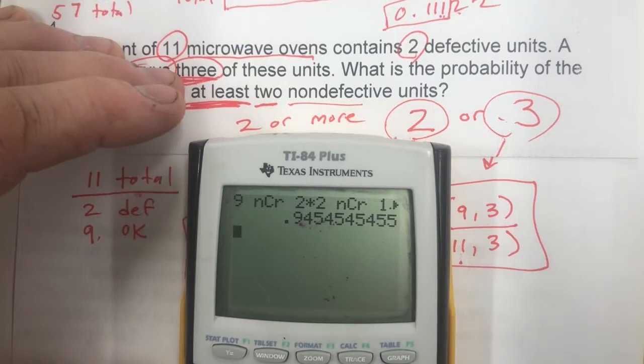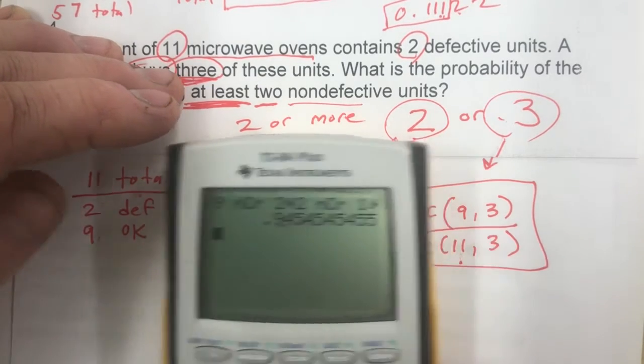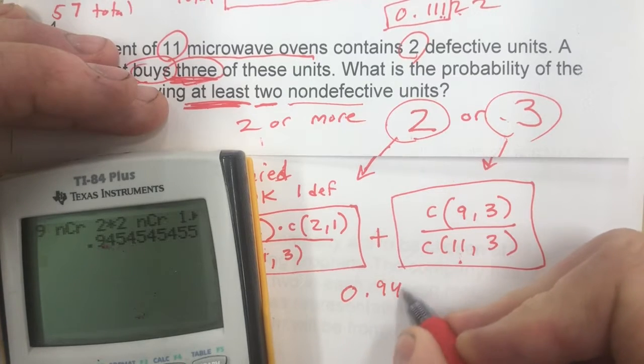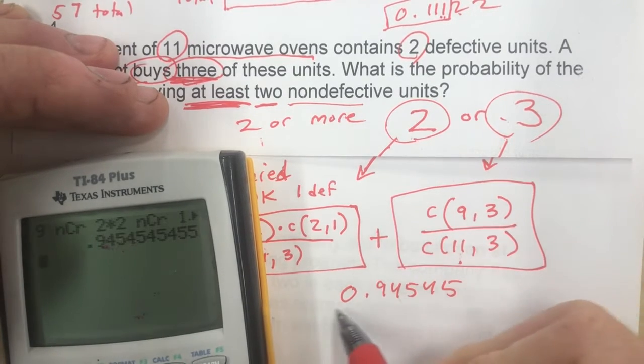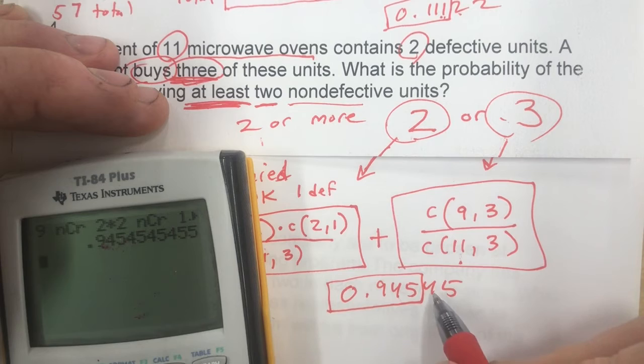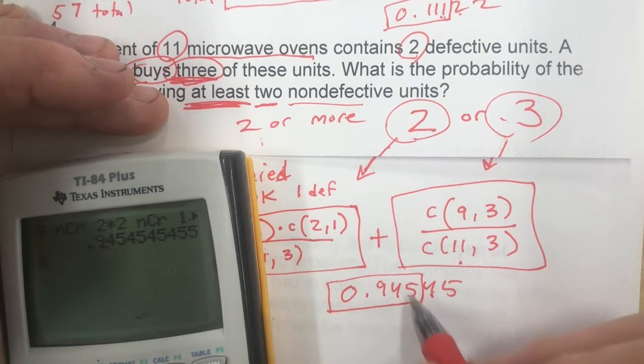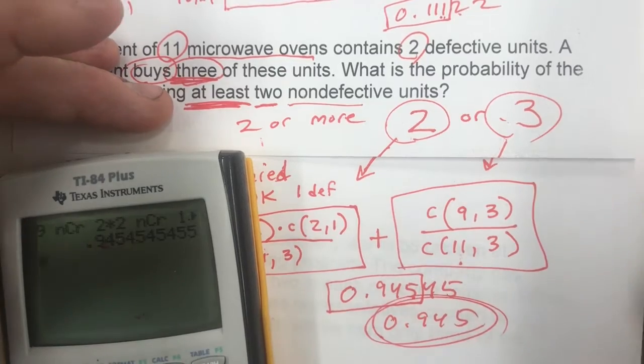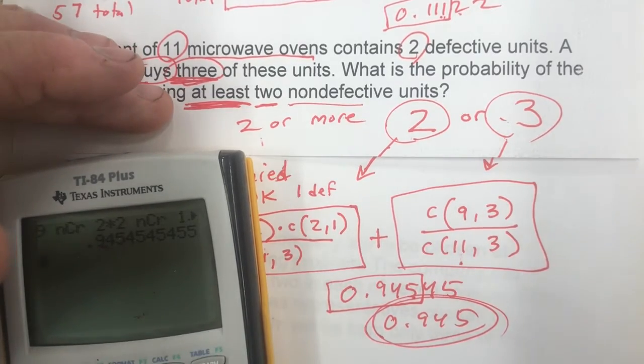And I get this right here, 0.94545. If I keep 3 places, does the 4 make the 5 go up or stay? Well, it stays. So 0.945 would be my answer there. Okay.